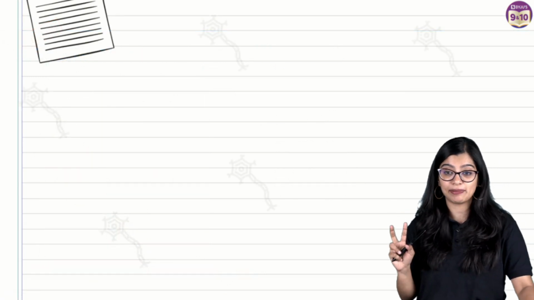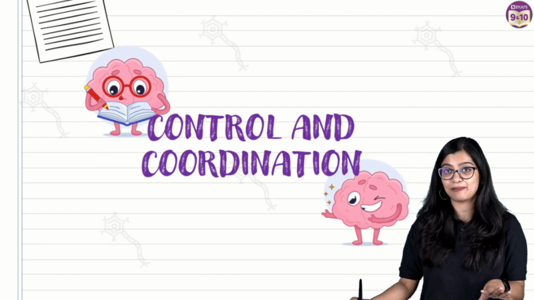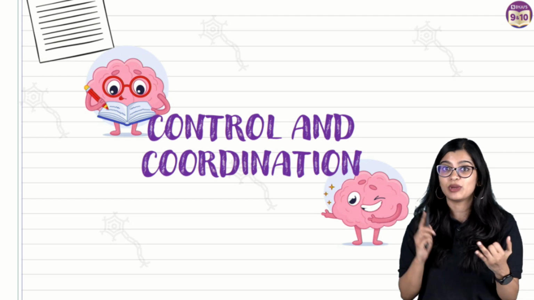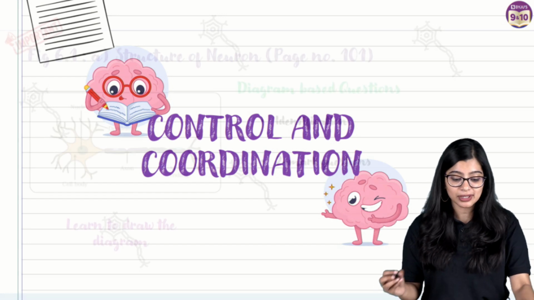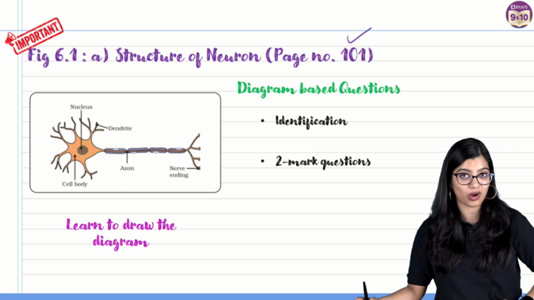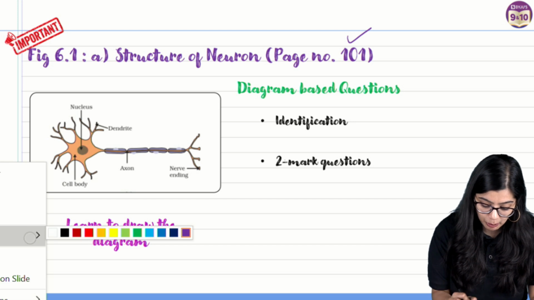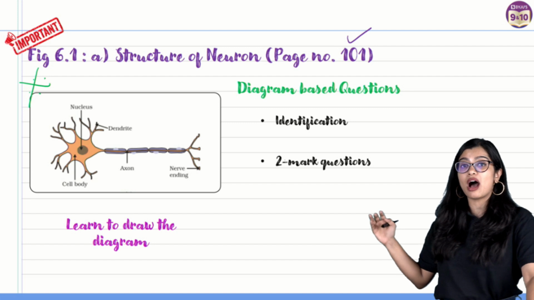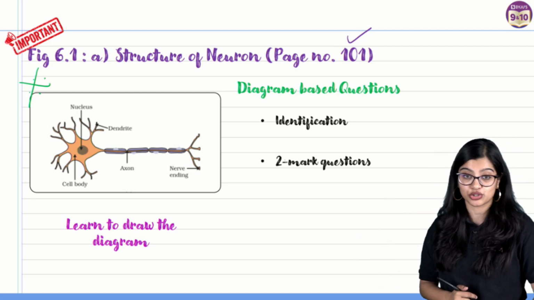So let's move on to chapter number 2, that is control and coordination. In this particular chapter also we see that there are 3 broad topics: we have the nervous system, we have coordination in plants, and we have the hormonal system. When we start with the nervous system, the first diagram is there in page number 101, that is the structure of neuron. It is a very important diagram on the board examination front, where they can ask you questions based on signal transmission, and they may ask you to draw the structure of neuron.